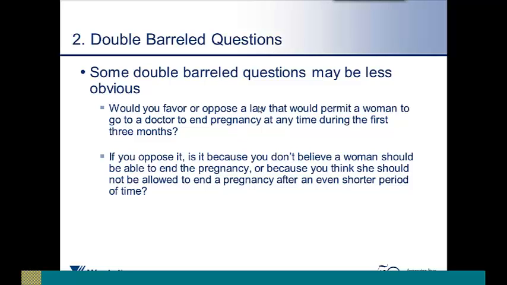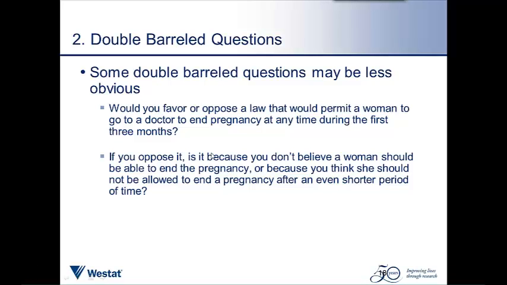It might be because you don't think that it should be law. You don't think that a woman should be able to end the pregnancy at all, or perhaps you think she shouldn't be allowed to end the pregnancy during the first 2 months as opposed to the first 3 months. So in a way, it's asking about a lot of different things at once, and we'd want to deconstruct that kind of question and probably split it into multiple questions.